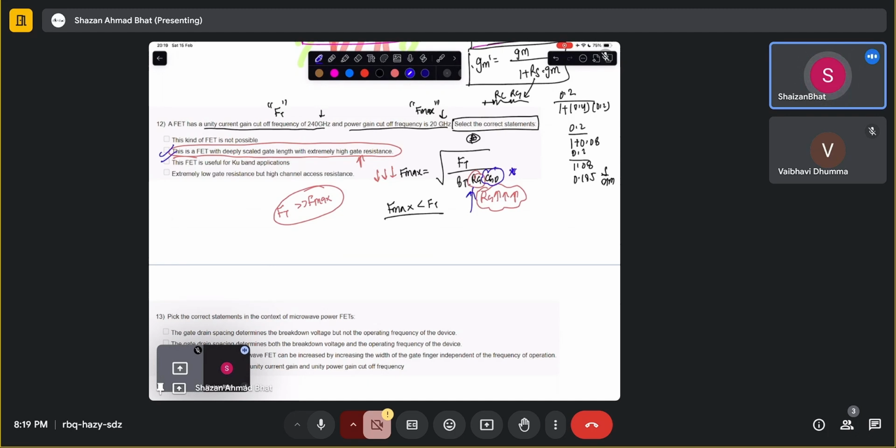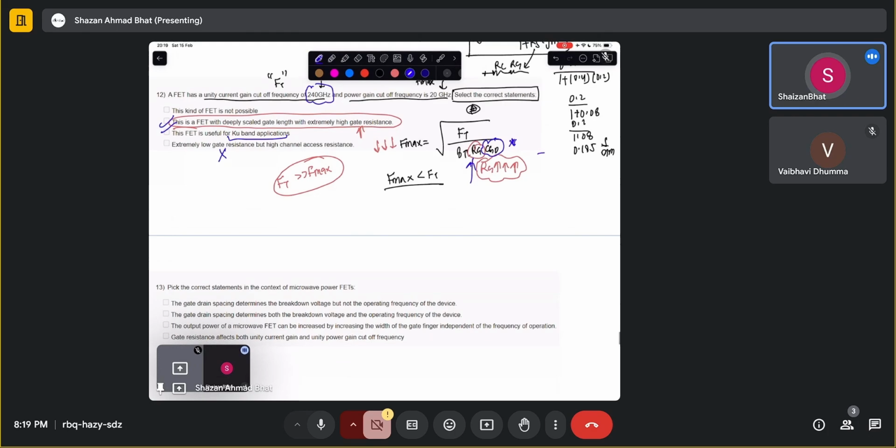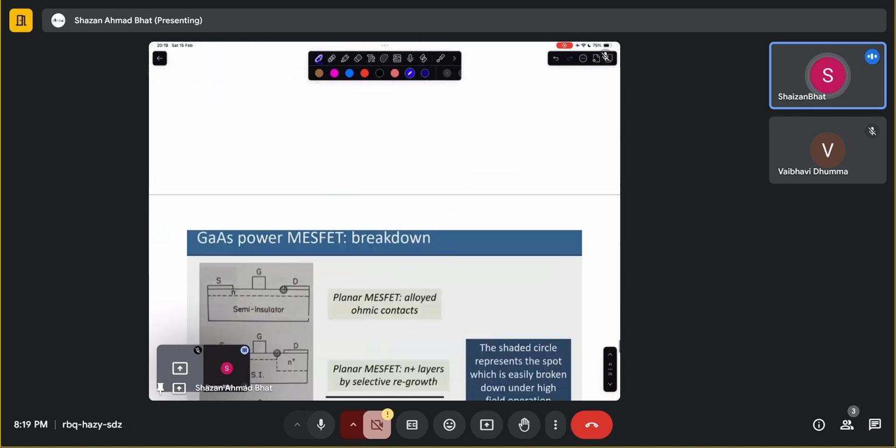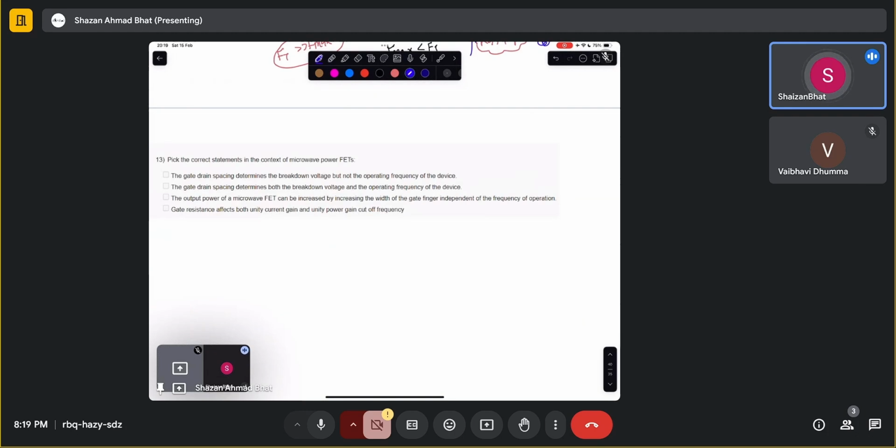And the FET is useful in Q band application. I don't know whether the frequency falls in the Q band. It's a much greater frequency than that. Extremely low gate resistance but high channel resistance. No, the gate resistance is huge because of this particular thing. Okay, now question 13. Take the statements in context of microwave power FETs.